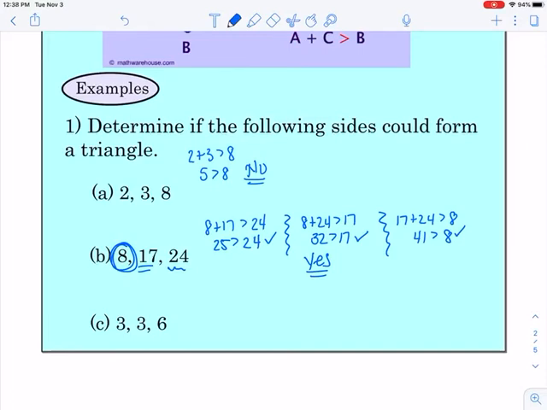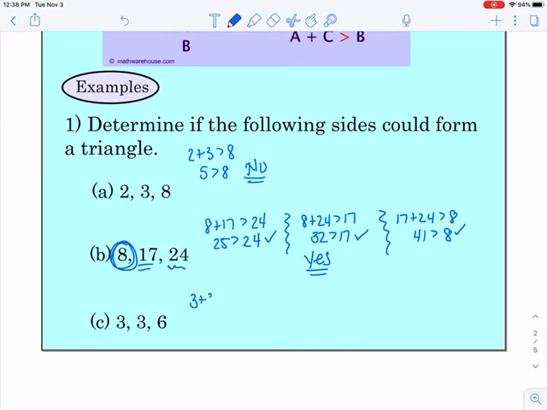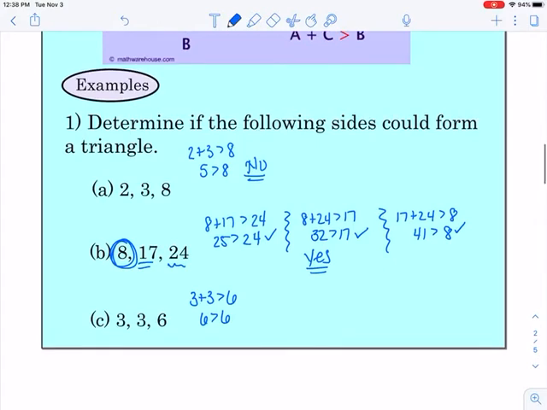For part C, let's do 3 plus 3. The first thing I want to know is that greater than 6? If I add 3 plus 3, I'm going to get 6, and 6 is not greater than 6. It's equal to 6. Since there is no greater than or equal to symbol here, the answer will be no.